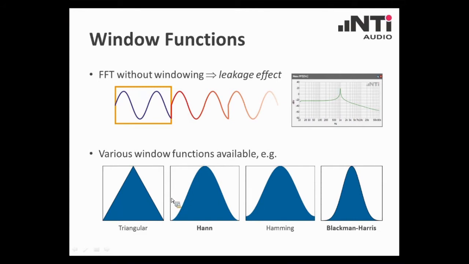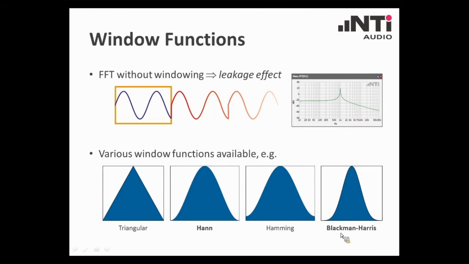Having said that, there are a lot of different window functions for different purposes. And it is a big issue to find the optimum window for your application. And it is not very easy to nail that down to a simple rule. I have highlighted here 2 window functions, the Hann and the Blackman-Harris. These are very popular, very widespread window functions that cover a big majority of the typical applications, and they are also implemented in the FX100.